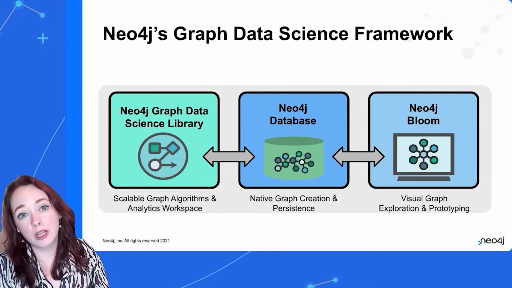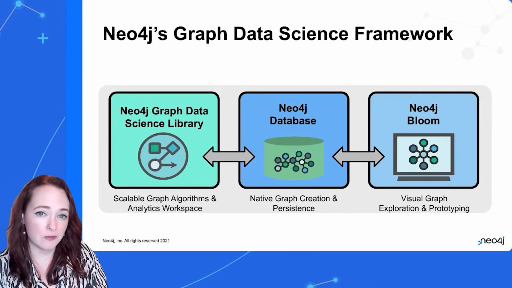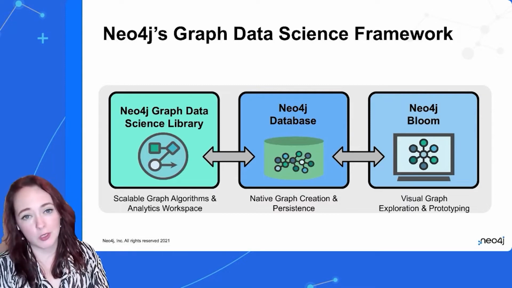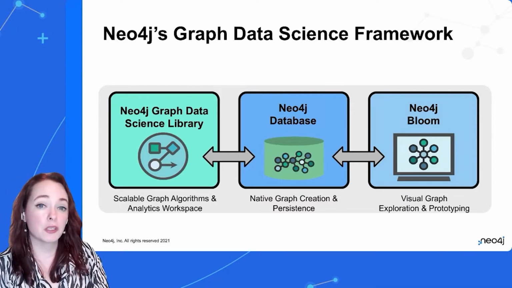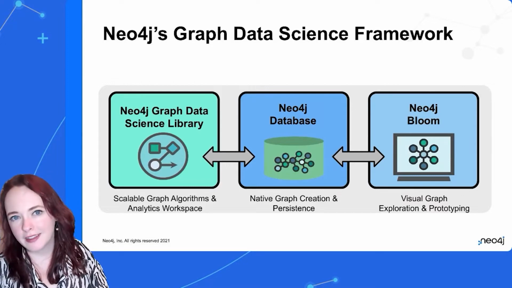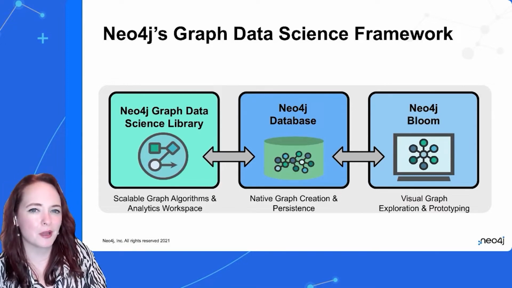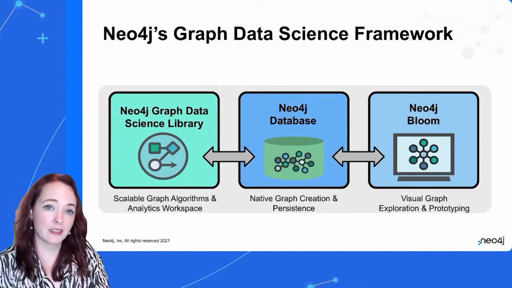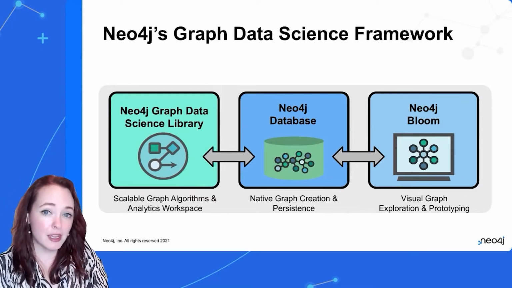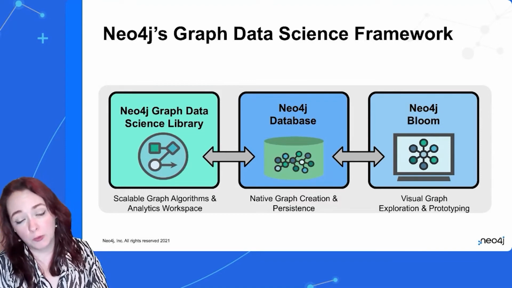And then finally, we talk about Neo4j Bloom, which is our visualization platform. This lets you explore your data, collaborate with teams, make sense of what you found. And if you think back to that 3-circle Venn diagram from a couple minutes ago, the database is our queries, data science library is our algorithms, and then Bloom is our tool for visualization.